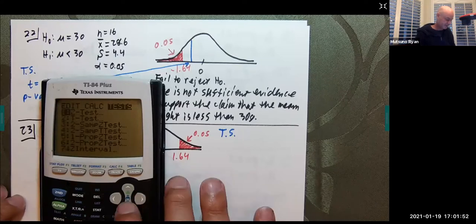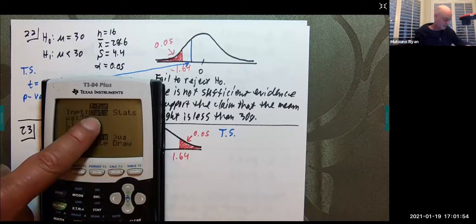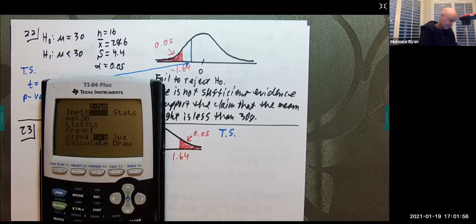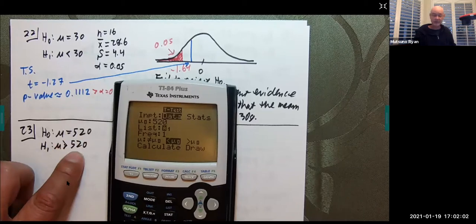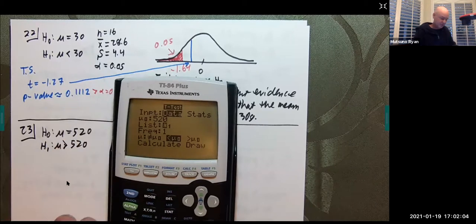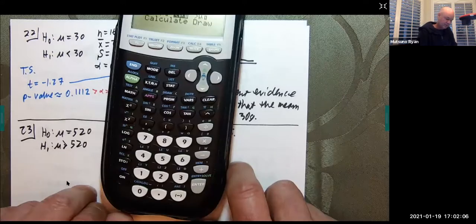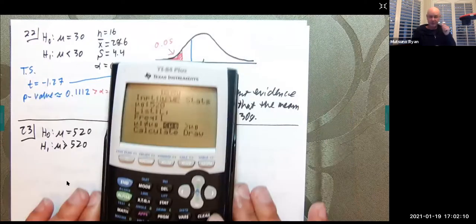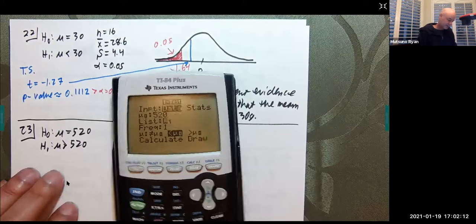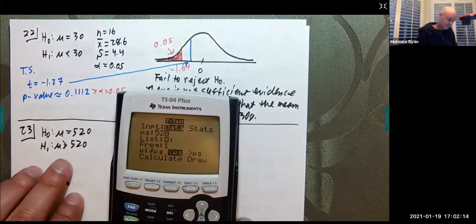This is a t-test. We're going to use the data. And here, we're going to go 520. I put mine in list 1. Remember, to find the lists, you need to 1, 2, 3, 4. Here's the 6 major lists. And make sure you hit the blue button first, or whatever color your button is. And frequency is just 1. And this is a greater than scenario.